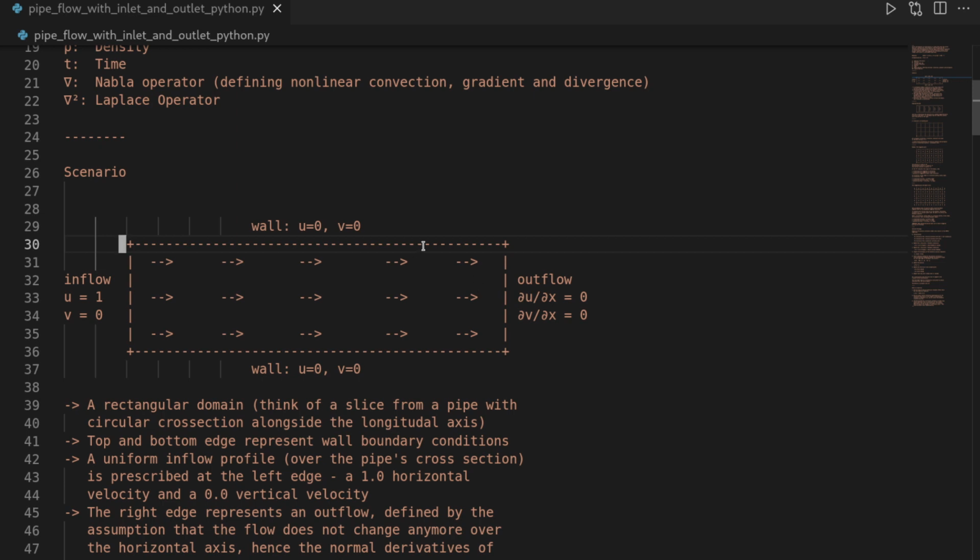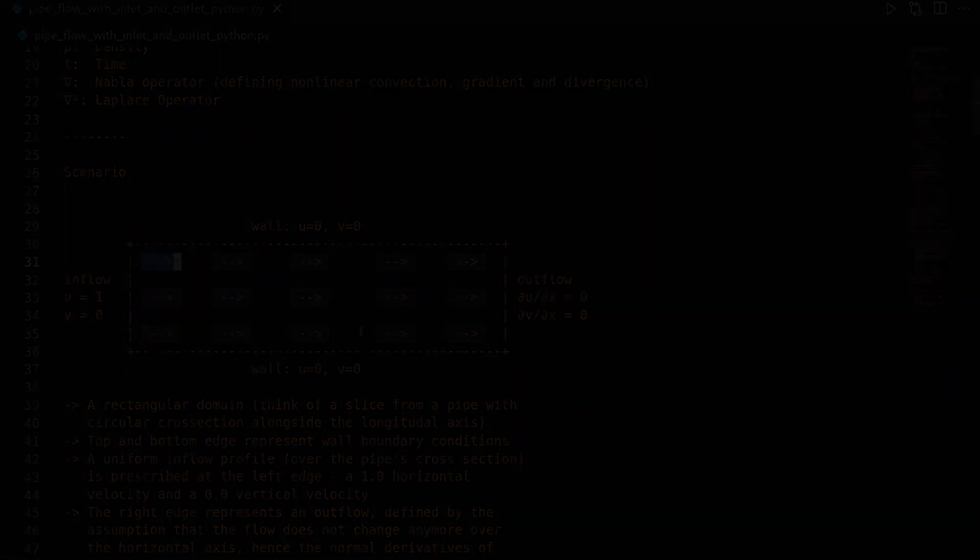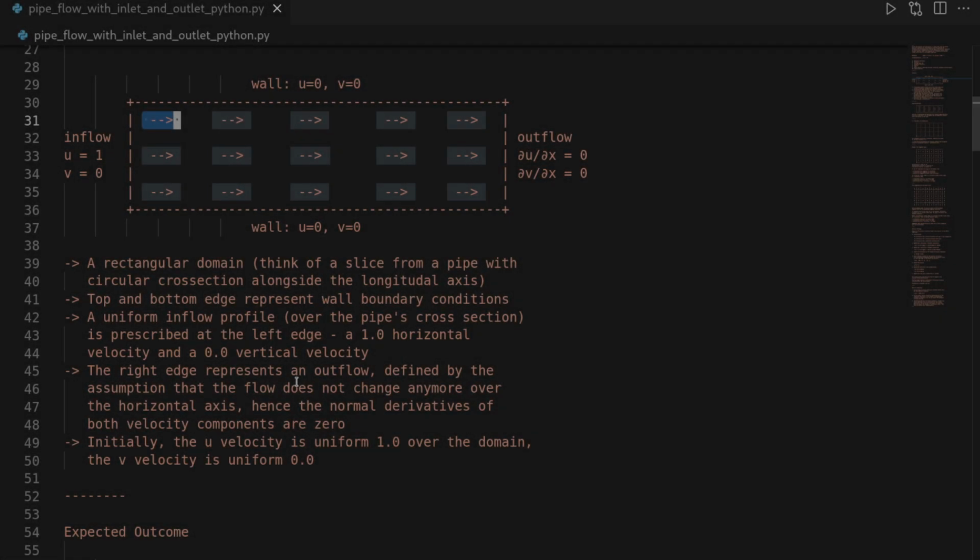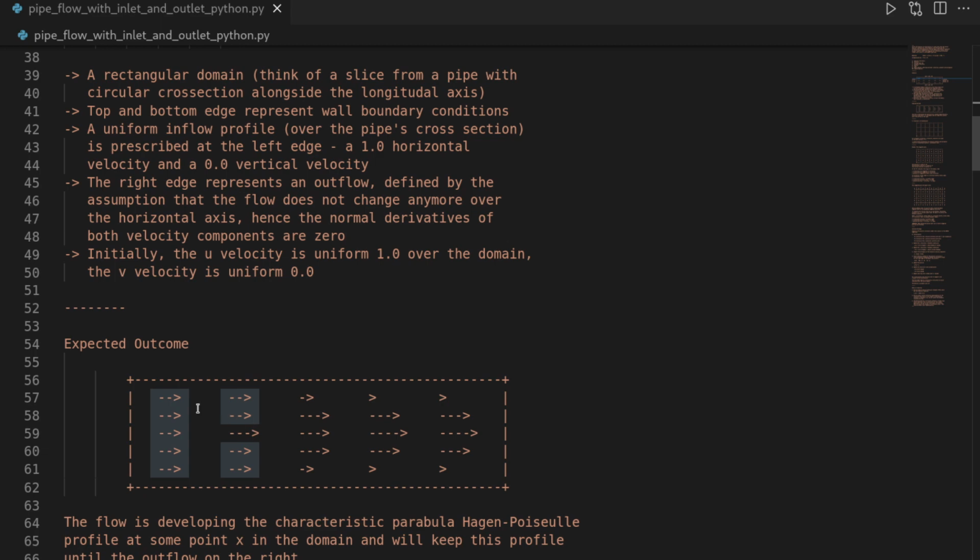And this makes sense if we assume that our domain is long enough, then the flow is fully developed, which means it does not change over the x-axis anymore, and therefore its derivative will be 0. Initially, we will prescribe a uniform velocity in u over the entire domain with being 1. So we have a velocity being 1 at each point in the domain, and we will let the v velocity be 0, and you can also see that by the horizontal velocity arrows that you see in this particular example.